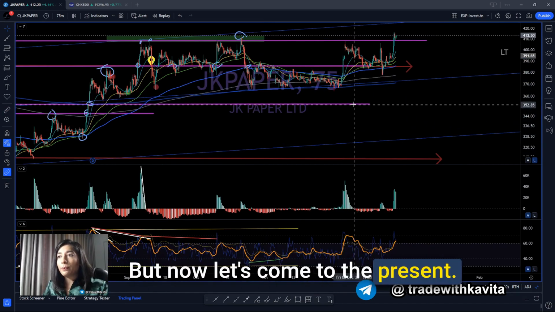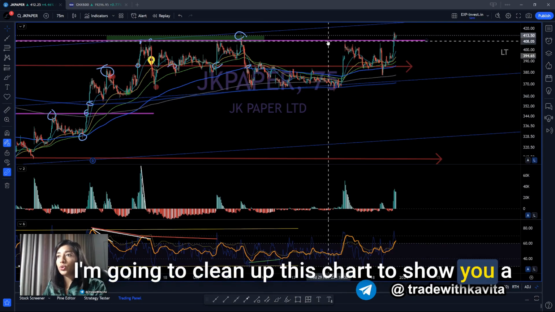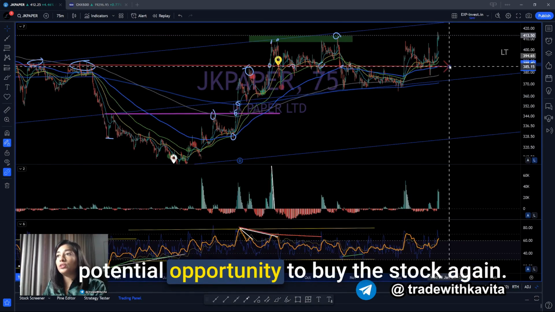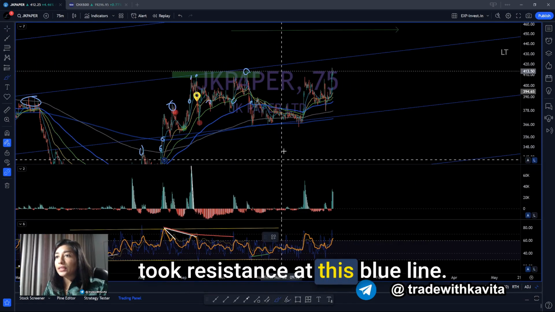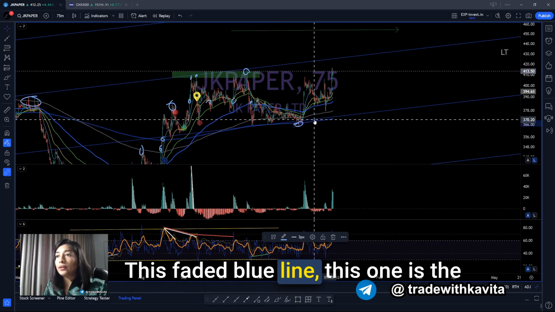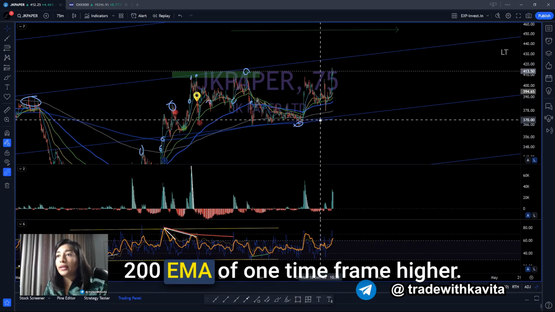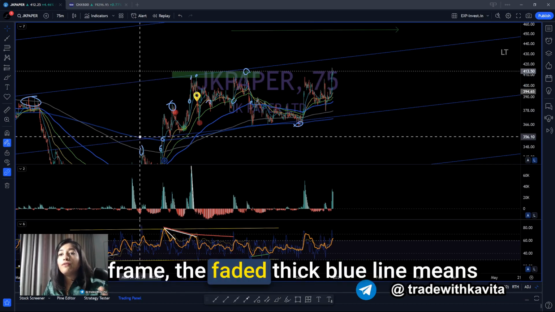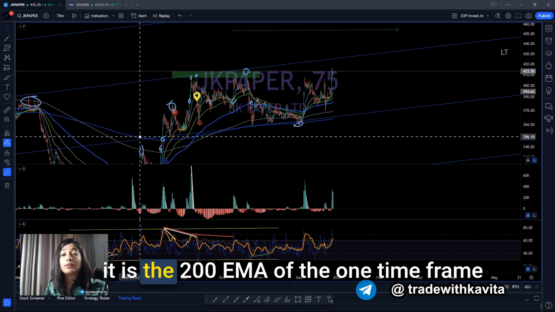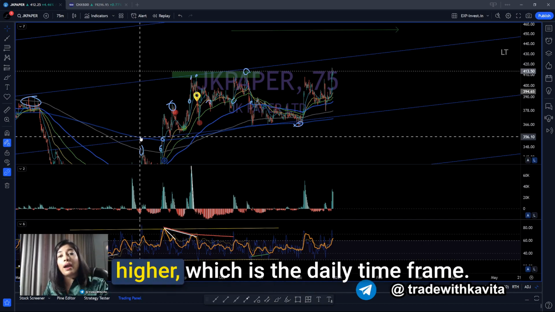But now let's come to the present. I'm going to clean up this chart to show you a potential opportunity to buy the stock again. You can see the stock again took resistance at this blue line. This faded blue line is the 200 EMA of one time frame higher. Since this is the 75-minute time frame, the faded thick blue line means it is the 200 EMA of the one time frame higher, which is the daily time frame.